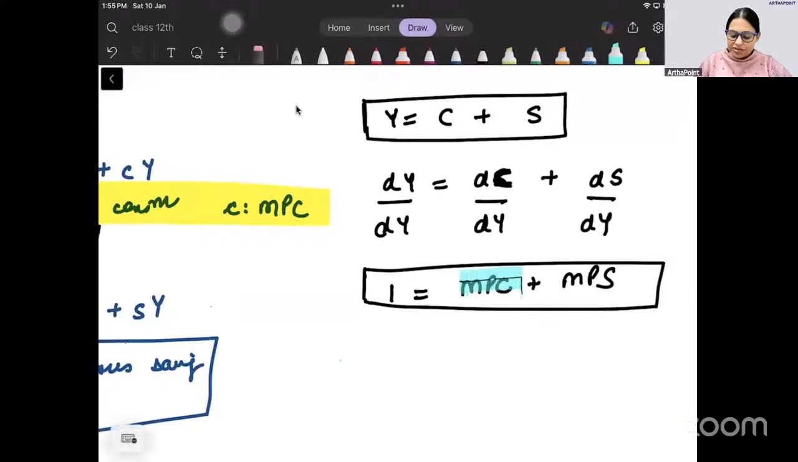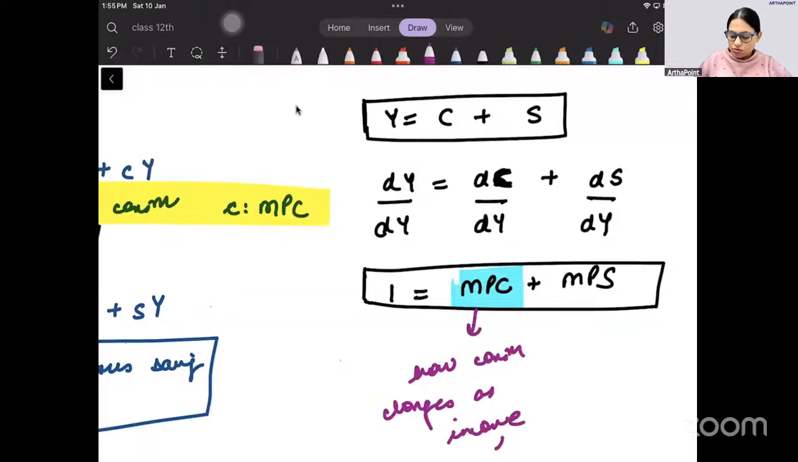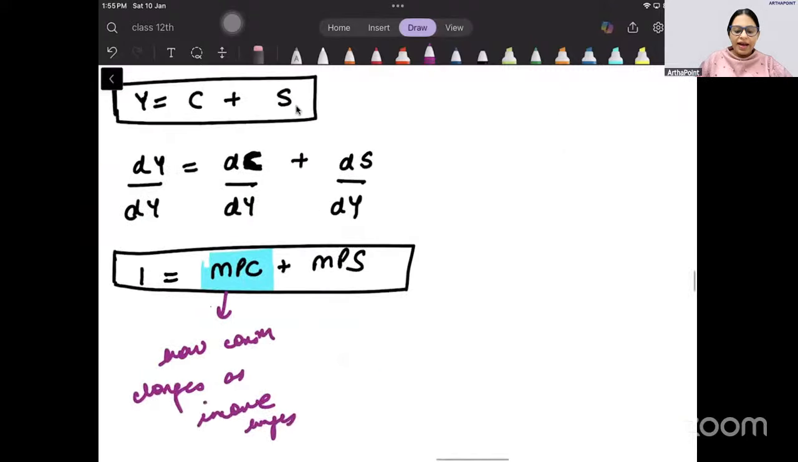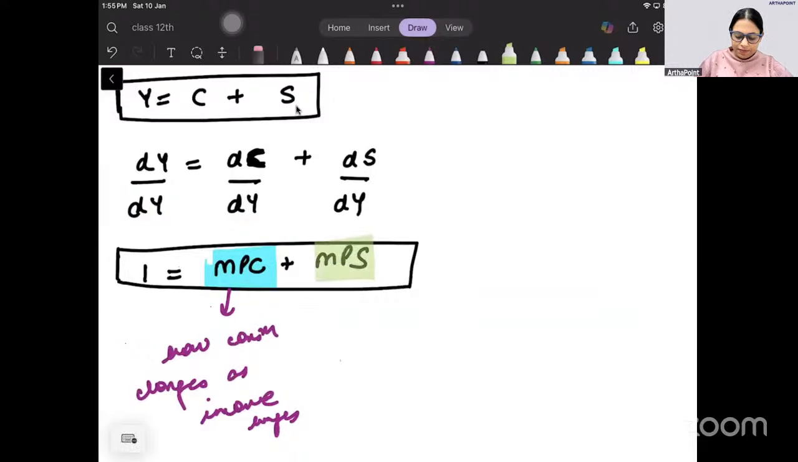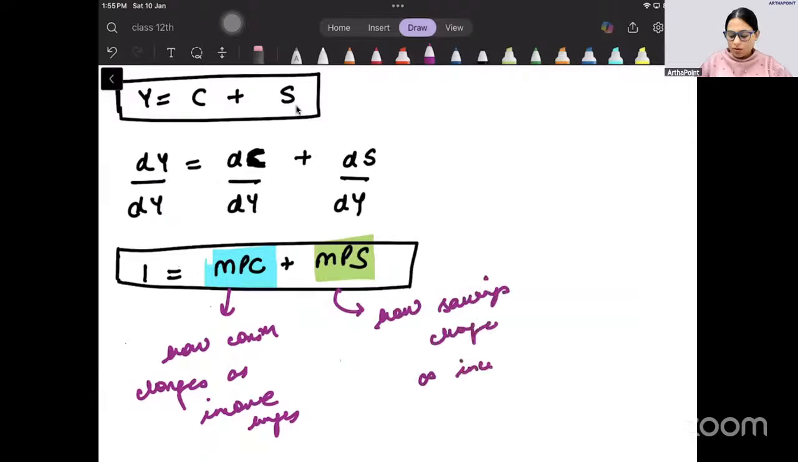where mpc tells us how consumption changes as income changes, and mps tells us how savings change as income changes. How savings change as income changes.